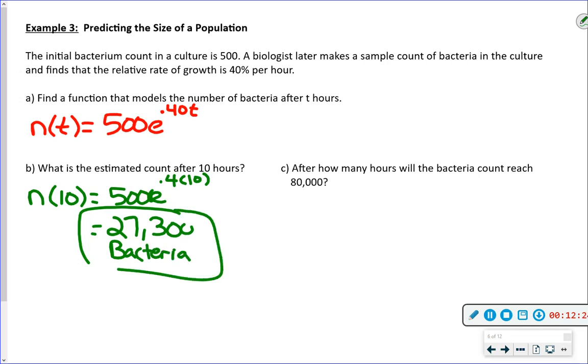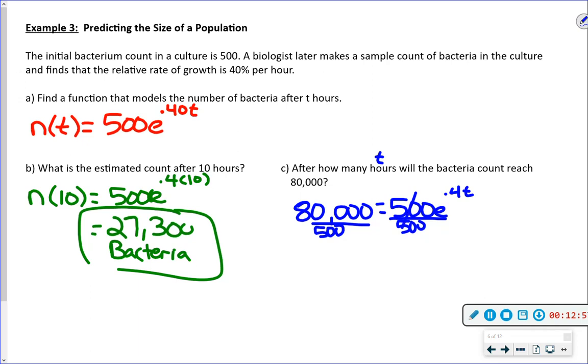Got it. Okay. After how many hours, so we are solving for time, will the bacteria reach 80,000? So you know what you're supposed to equal. Our initial amount is still the 500. Our rate's still the 0.4. We're finding the time. So it's usually part C is the one I really care about, obviously, because you have to do a little bit more work to solve for the time. So obviously I'm going to get my variable by itself. I'm going to divide off the 500.